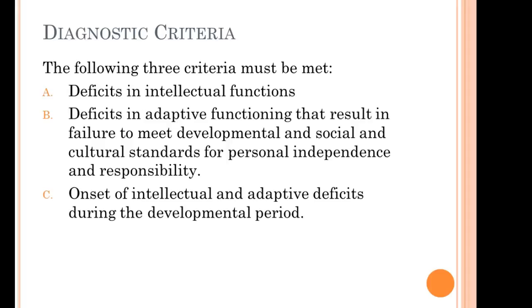So this could include performing daily living skills independently, social participation, and also living independently. The intellectual functions as well as the adaptive functioning need to occur within the developmental period. So this is usually between the childhood and adolescent years.